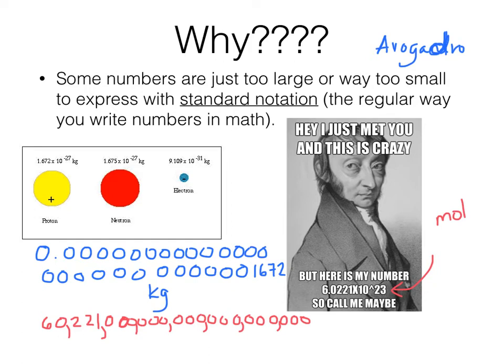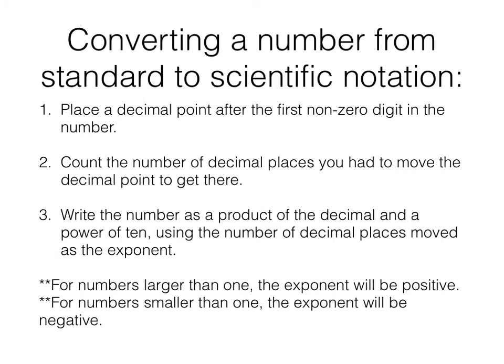So how do we do this whole scientific notation thing? Converting a number from standard to scientific notation. This is the basics of what we're doing when we change a number from standard to scientific notation. You're going to place a decimal point after the first non-zero digit in the number. That means literally what it says, not a 0. So the first digit that's not a 0, put the decimal point after that. Count the number of decimal places you had to move the decimal point to get there. That's second.